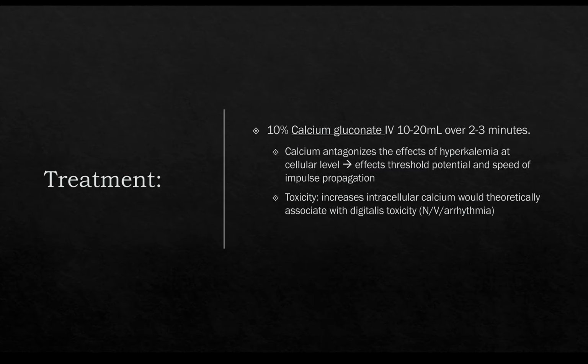Treatment: we can give the patient 10% calcium gluconate IV, 10 to 20 ml over 2 to 3 minutes. In an episode of hyperkalemia, the calcium in the body would antagonize the effect of hyperkalemia at the cellular level. This would affect the threshold potential and speed of impulse propagation. The IV bolus of calcium gluconate can lead to toxicity due to the increase of intracellular calcium, which is theoretically associated with digitalis toxicity, nausea, vomiting, and arrhythmia.